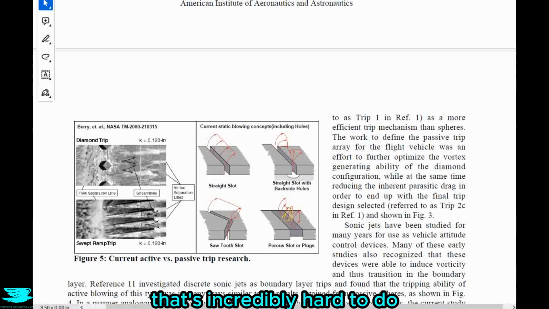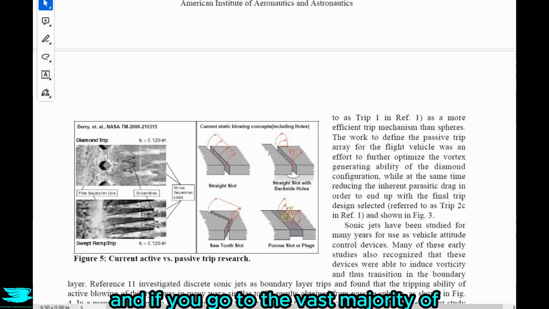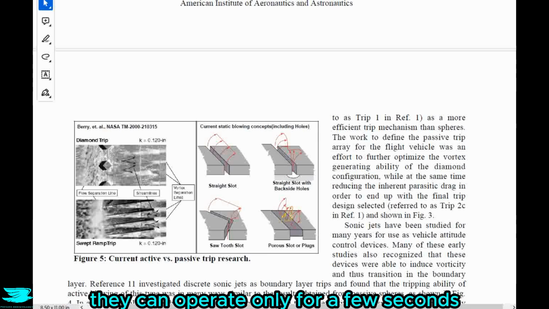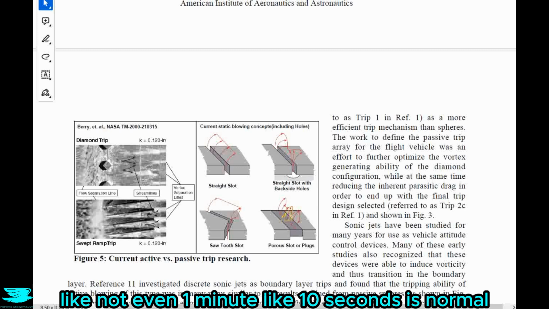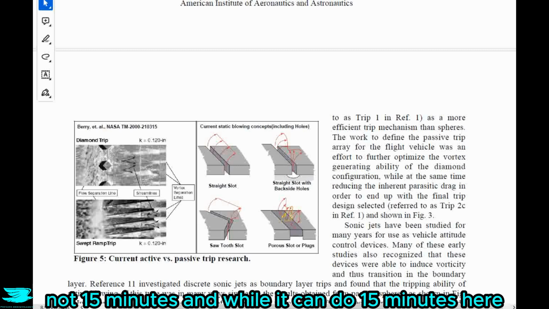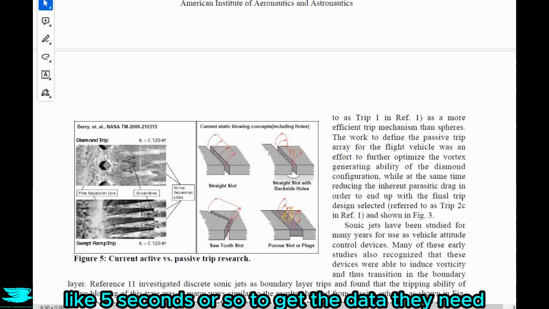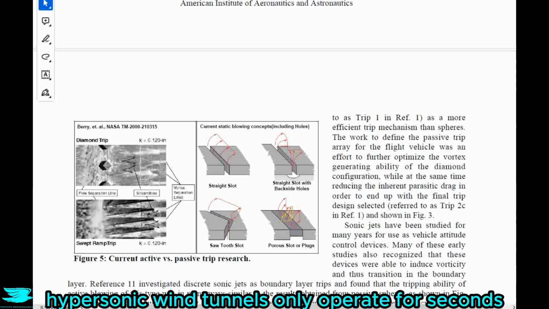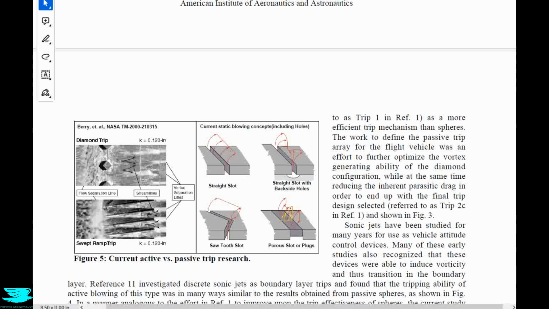That's insane. That's incredibly hard to do, and if you go to the vast majority of hypersonic wind tunnels around the world, they can operate only for a few seconds, like not even 1 minute, like 10 seconds is normal, not 15 minutes. And while they can do 15 minutes here, apparently they only need like 5 seconds or so to get the data that they need. That's why a lot of other hypersonic wind tunnels only operate for seconds and not minutes.